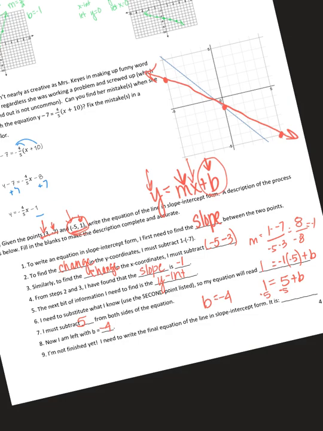So I'm not finished yet. I need to write the final equation in slope-intercept form. I'm going to go down here because I'm running out of space, so y equals m, which was -1, times x plus b, which is -4. And there's the final version of our equation in slope-intercept form.